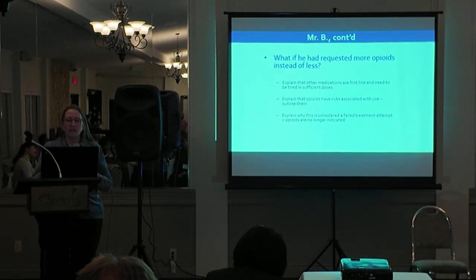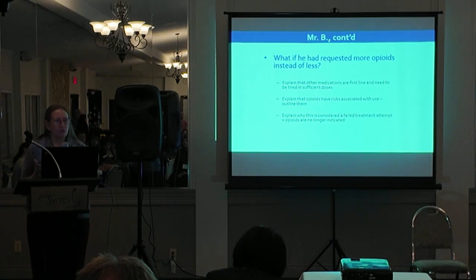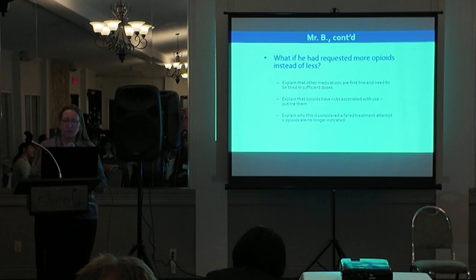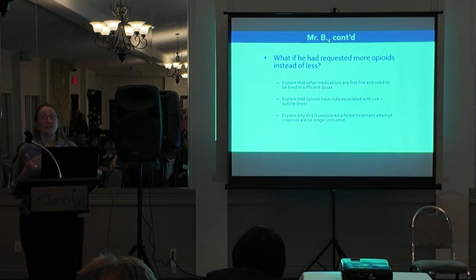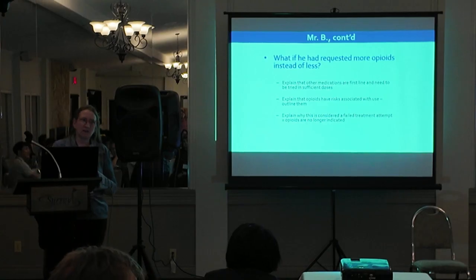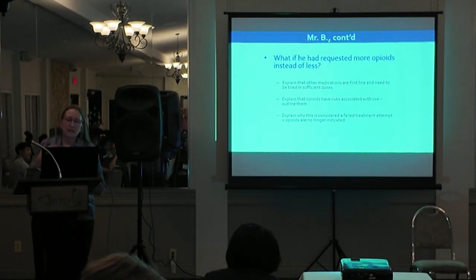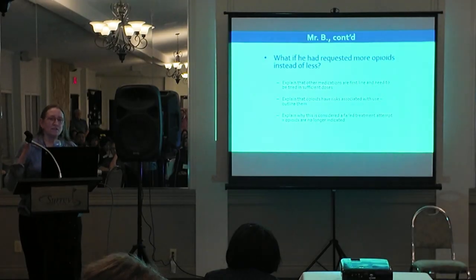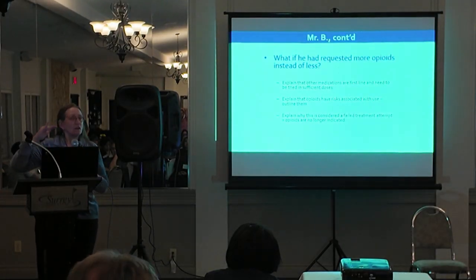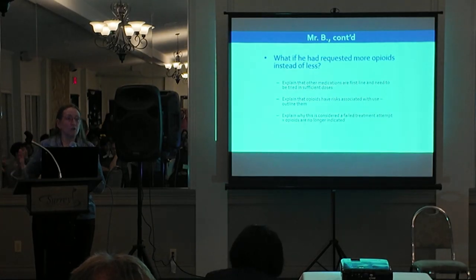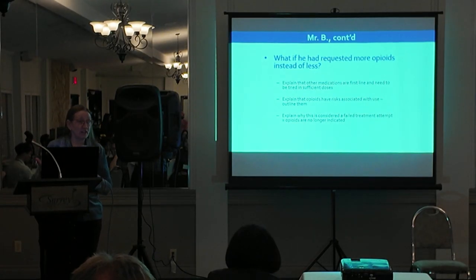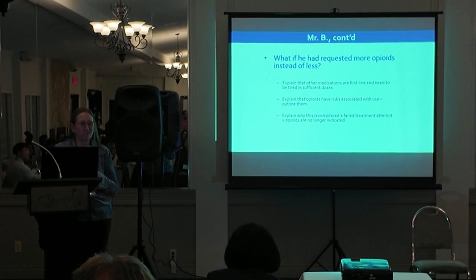So I have to explain to them that other medications are first line, and they need to be tried in sufficient doses, and that opiates have risks, like respiratory depression. I often go for, in guys, testosterone suppression, sexual dysfunction, something that might make a difference to them. Explain why it's considered a failed trial of treatment. He's on 3 times the dose that we would need to let us know if it was working or not. It's not working. So you have to really sell it, and you have to do it in a way that cajoles them instead of pissing them off.